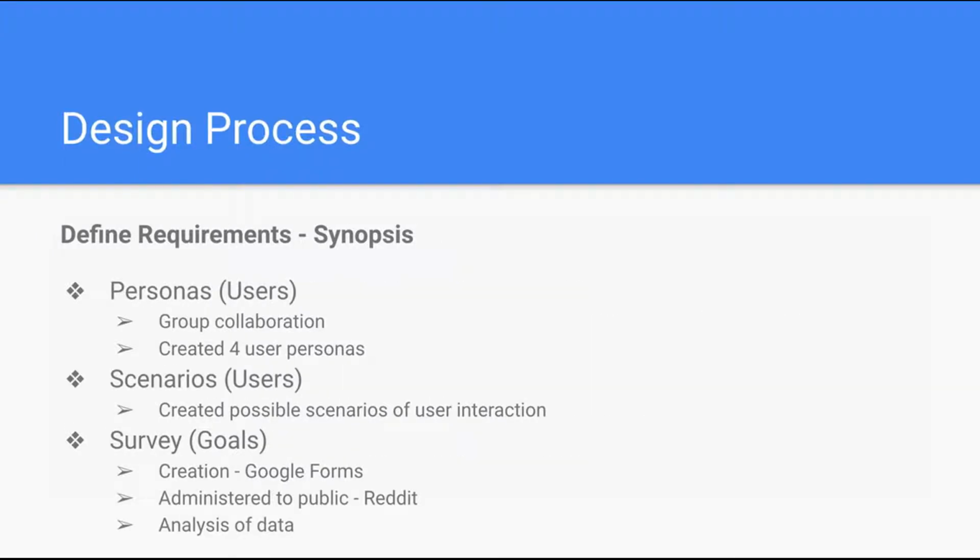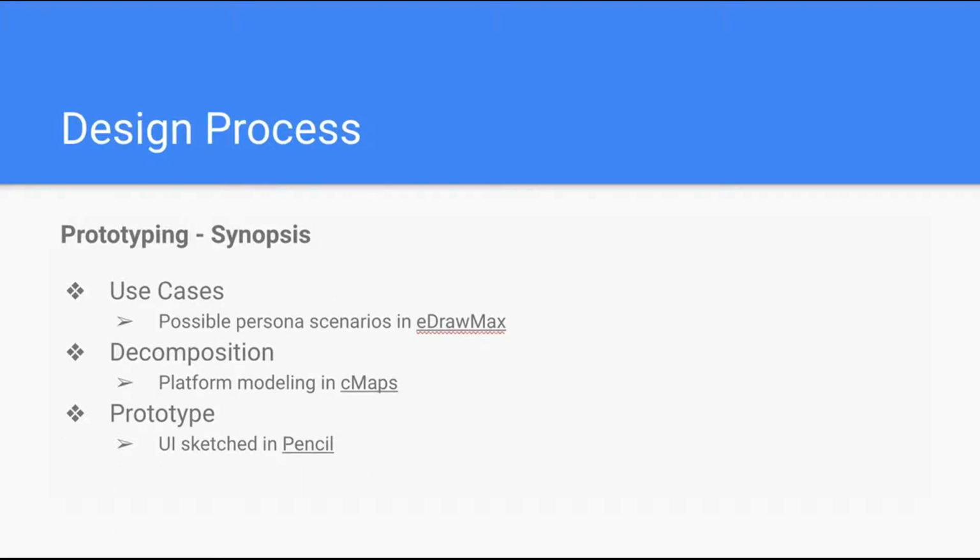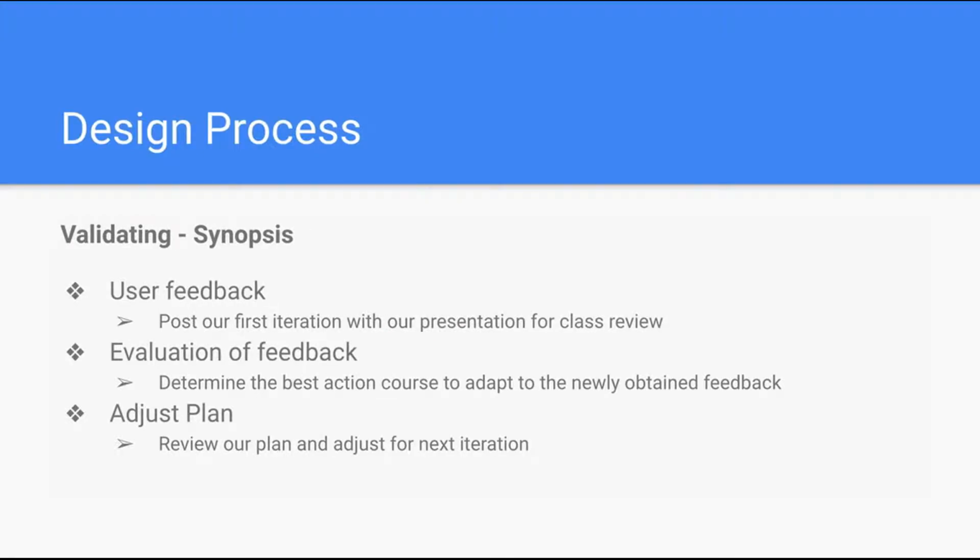To define the requirements of our software, we used personas and scenarios to conceptualize our audience, as we used a public survey to help refine our goals from their responses. We gave prototyping the most amount of time, so we could include use case diagrams and a decomposition map for added structure. These, along with our initial prototype design, give us a strong view of how our site will look and function. Our last step involves receiving feedback and evaluating our current project status.